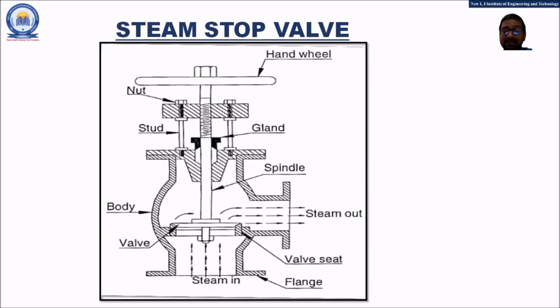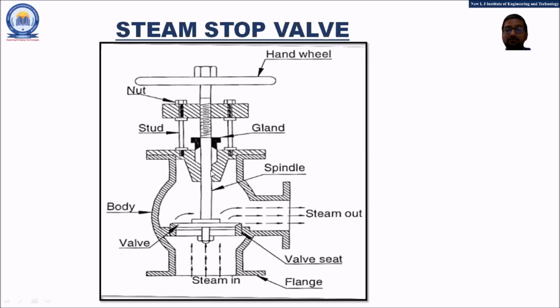The main components are the flange, which is connected on the boiler shell. The valve is seated on the valve seat. Remember friends, the valve and the valve seat both are different components. The valve is seated on the valve seat. The outer covering is the body. The spindle is connected with the hand wheel. The stud assembly is given. The gland is given. The gland prevents the leakage of the steam from the steam stop valve.